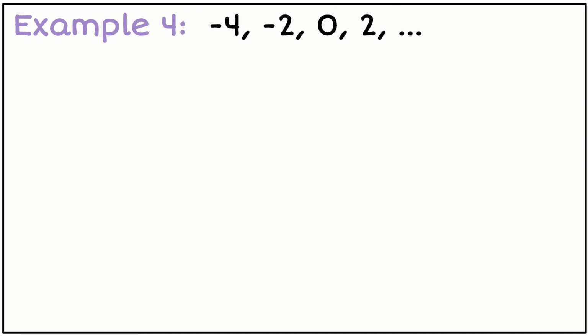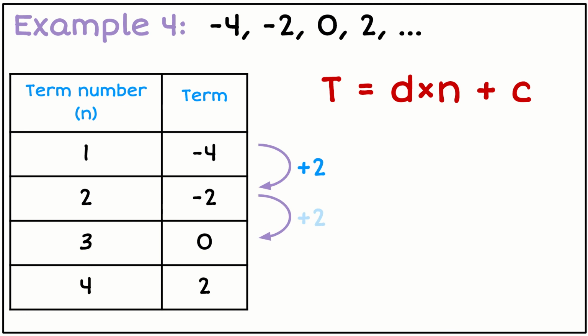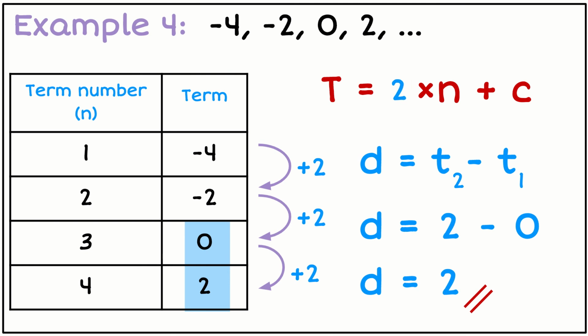Let's have a look at example 4. Put it into our table and notice what our pattern will be. Now we are adding on 2 each time. I could do the second term minus the first term, but I could also do the fourth term minus the third term, and it would give me the same value. 2 minus 0, adding on 2. So replace d with 2.